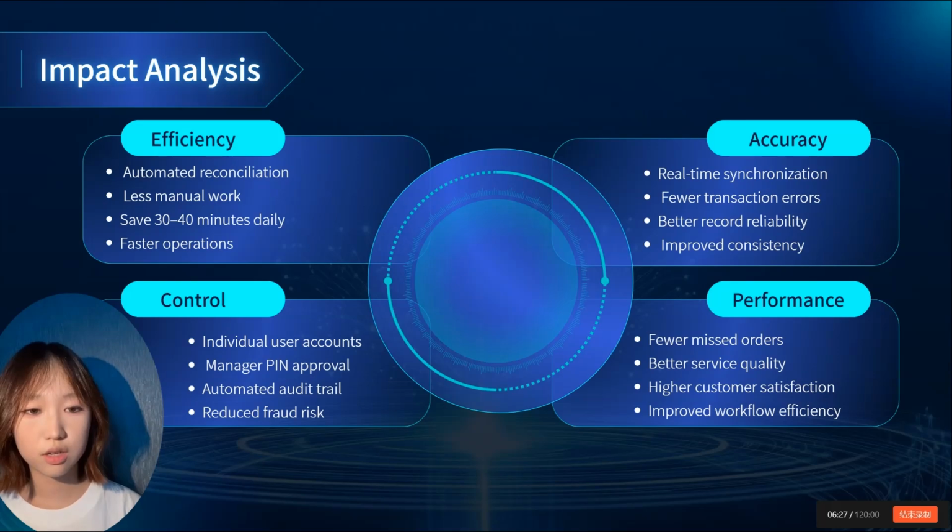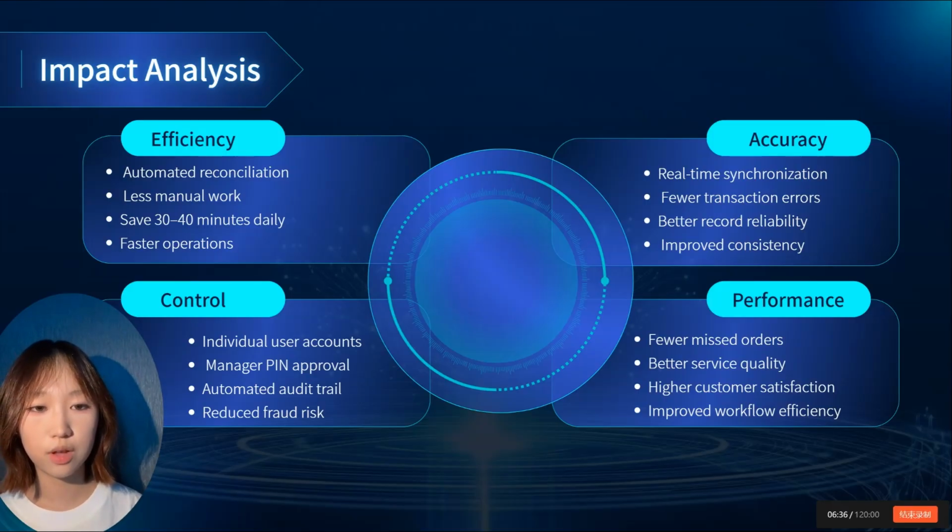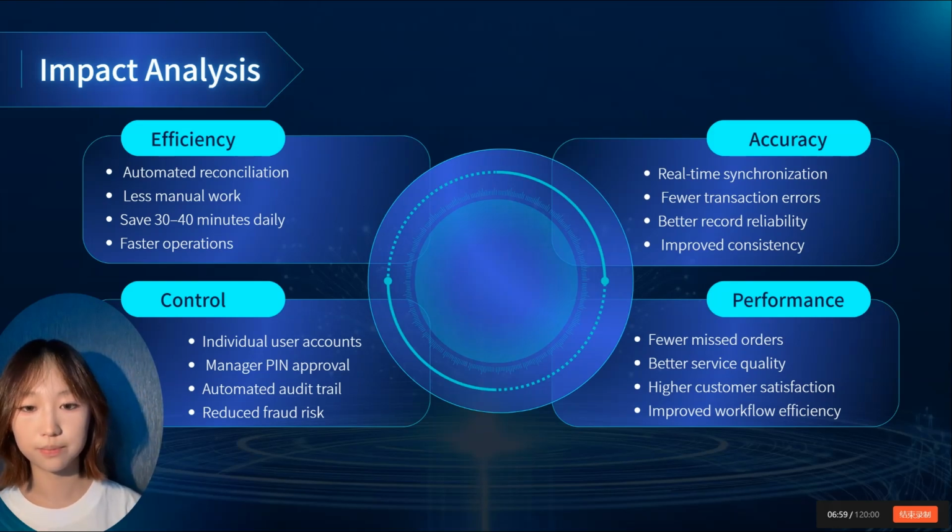Third, the system strengthens control. At present, employees share login accounts and there is no proper audit trail. With role-based access control, manager approval, and audit trail management, activities can be better monitored. Finally, the system improves performance. Better communication between order and payment processes can reduce missed orders, improve service quality, and increase customer satisfaction. Overall, the proposed cloud POS system can help the restaurant operate more efficiently.